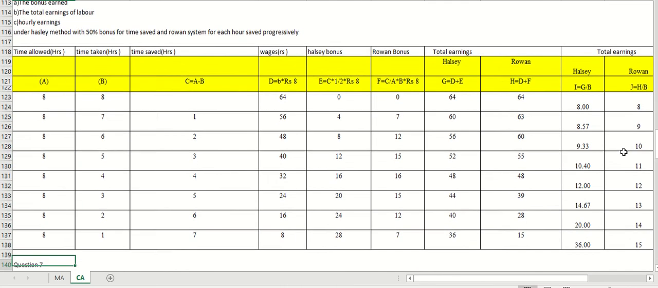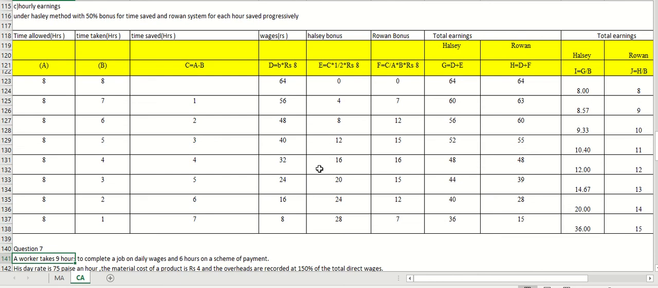So this is how you're supposed to prepare the table if they tell us to calculate the bonus, the total earnings and the total earnings of the labor on an hourly basis. So this is an easy way of comparing the Halsey bonus and the Rowan bonus. So moving on to the next problem.